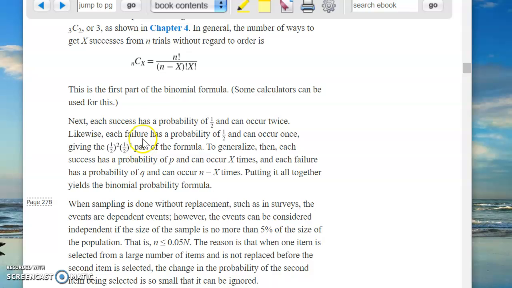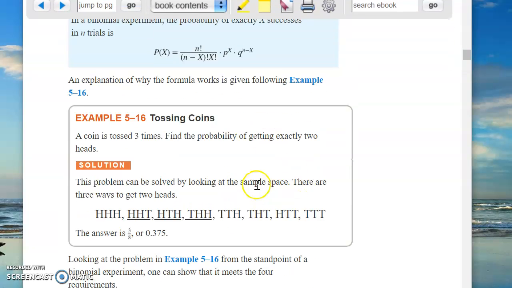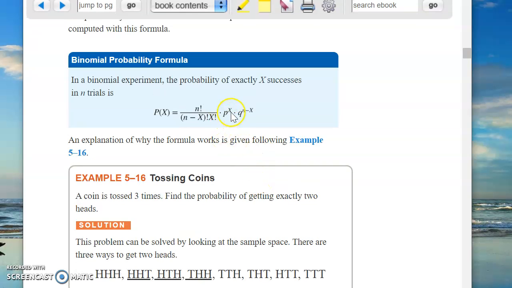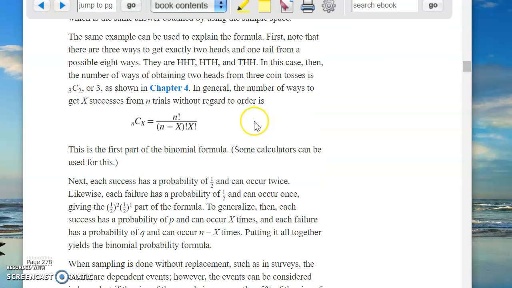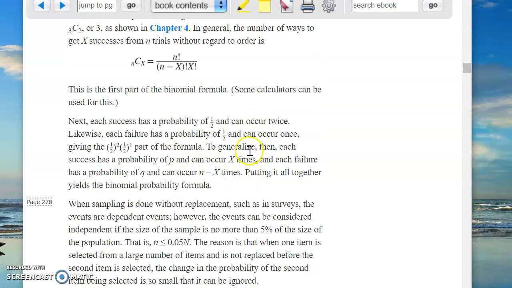Now, each success has a probability of 1/2. Each time you have a success, it's always the same probability, so that's p, and you have x successes. X is the number of successes, right? So if you have x successes, it doesn't matter how many there are. It could be 50 successes. So it'd be p times p times p times p, 50 times. It's going to be the power of x, okay? So that's what he says right here.